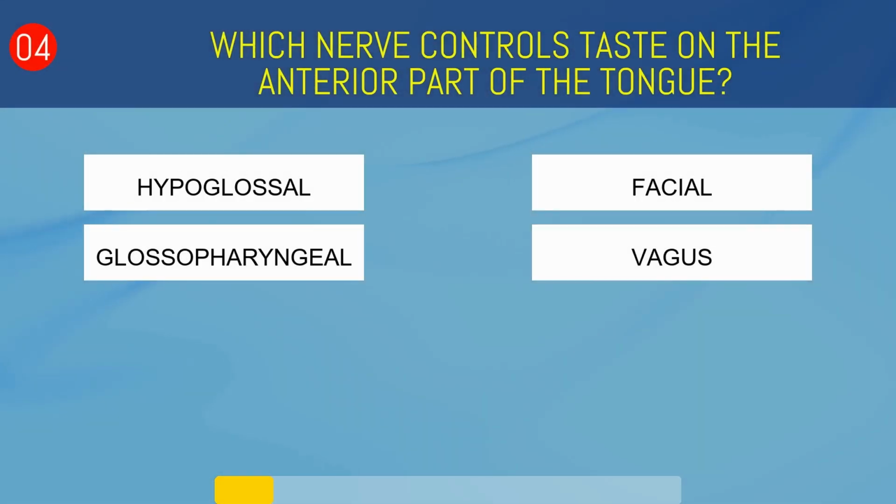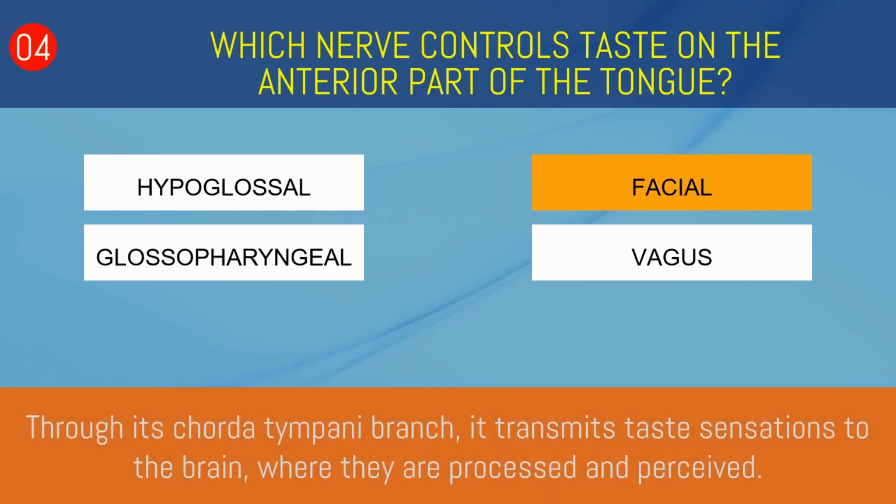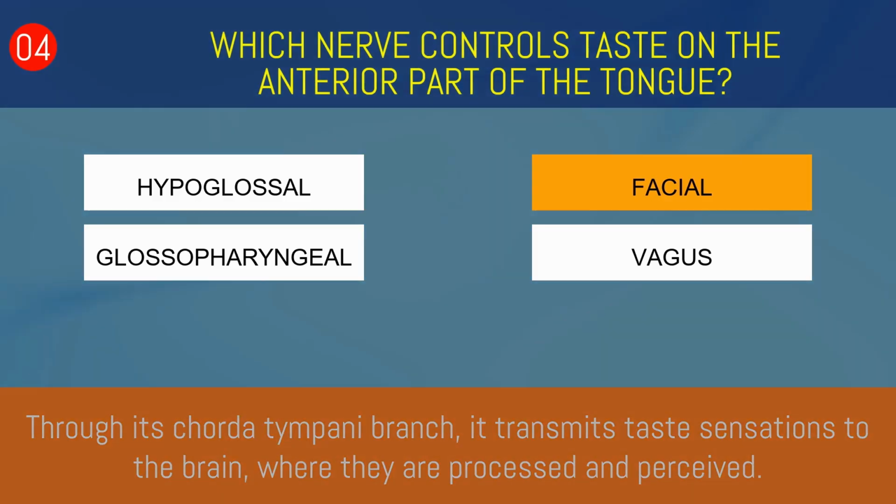Which nerve controls taste on the anterior part of the tongue? Hypoglossal, glossopharyngeal, facial, or vagus? Facial. Through its chorda tympani branch, it transmits taste sensations to the brain, where they are processed and perceived.